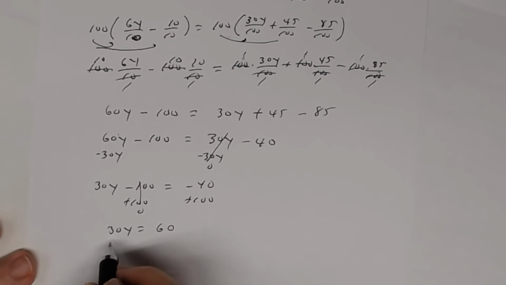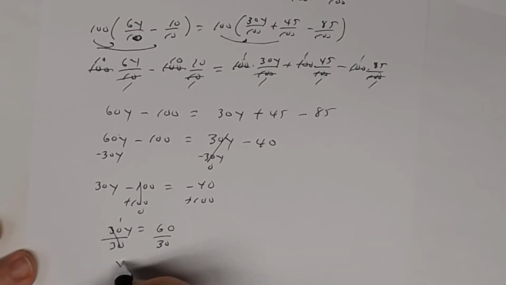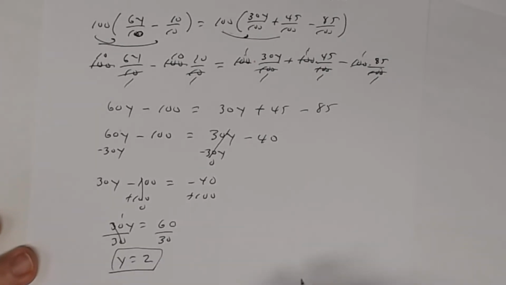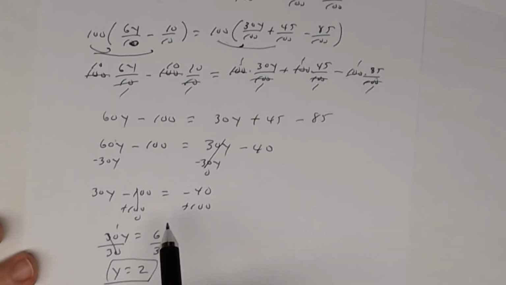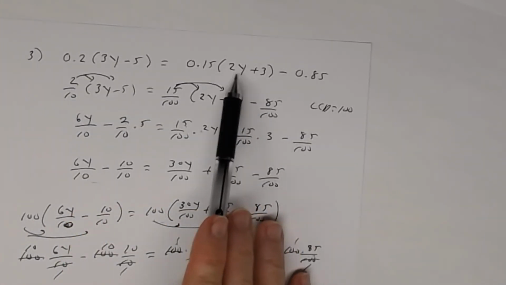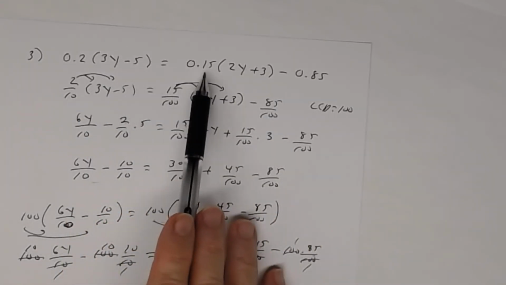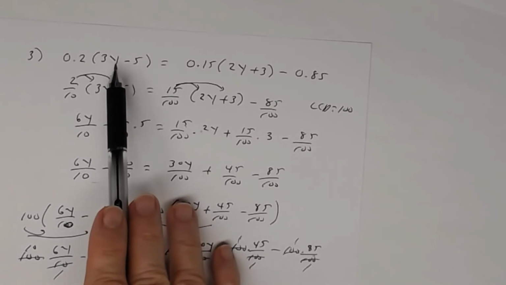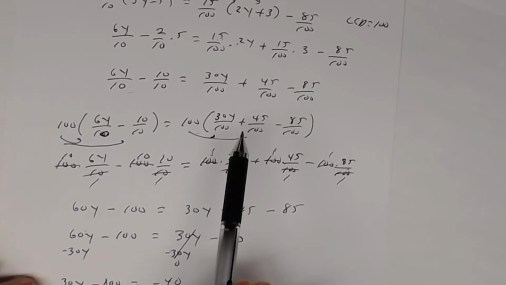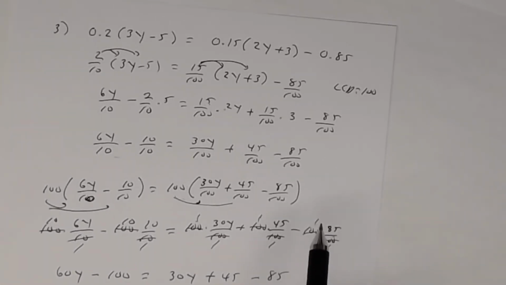Okay? And now dividing both sides by 30, my solution is going to be 2. 60 divided by 30 is 2. So the solution to this original equation, the real number that makes the left-hand side equal the right-hand side, so the value of y that makes the left-hand side equal the right-hand side, is when y is 2. All right, so notice the process.